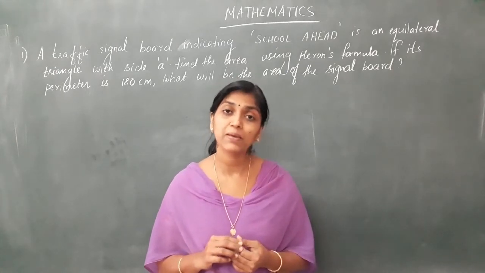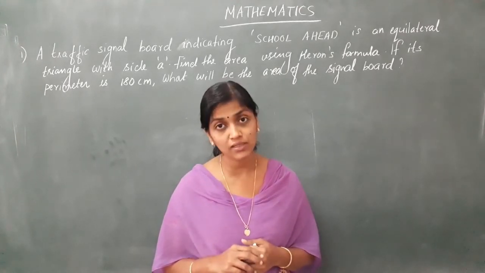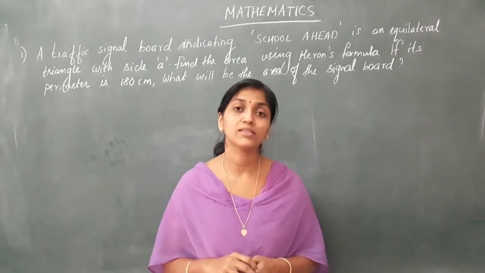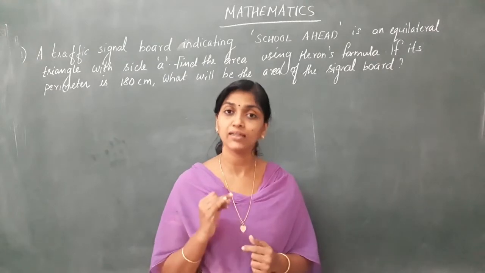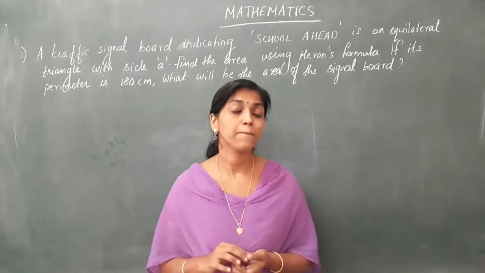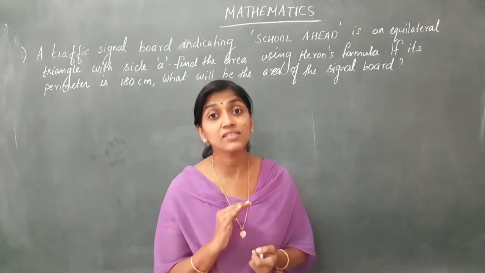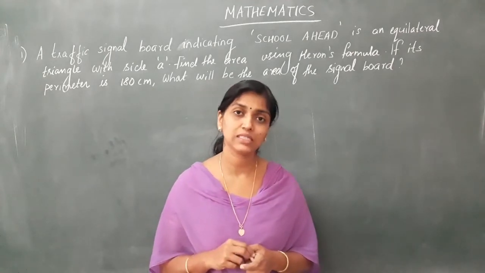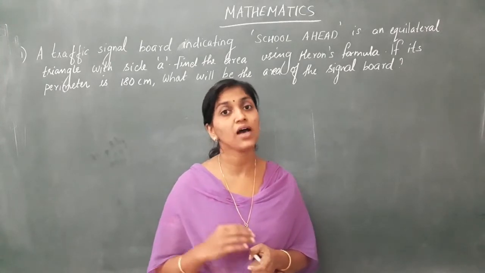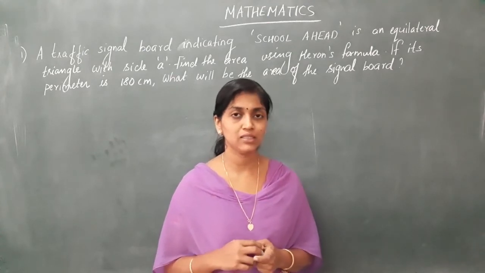S is semi-perimeter. We know that we will get the perimeter by adding the sum of the 3 sides. We have taken the 3 sides as A, B and C. So what will be the perimeter? A plus B plus C. Then what is S defined as? It is semi-perimeter. What is it? A plus B plus C by 2. That is half of the perimeter. Clear? We have seen it.